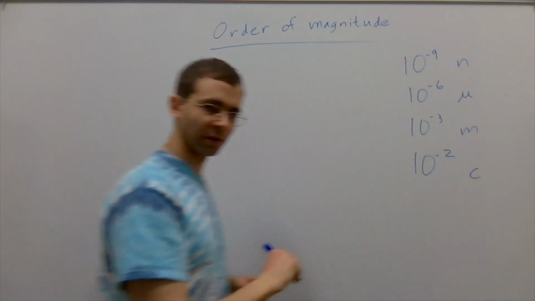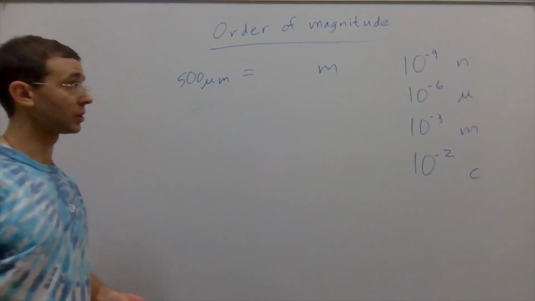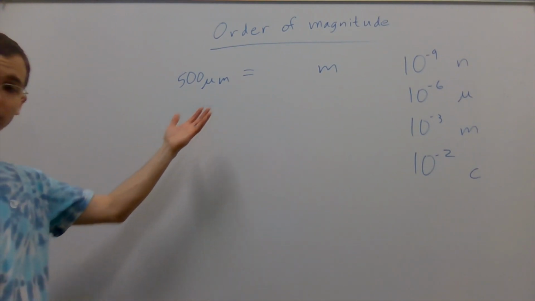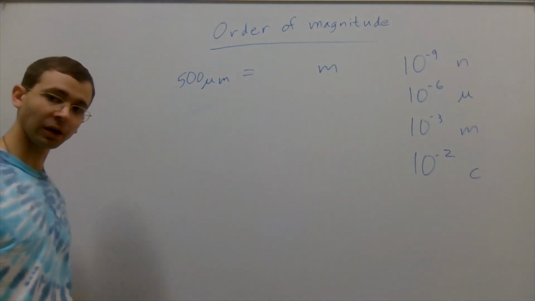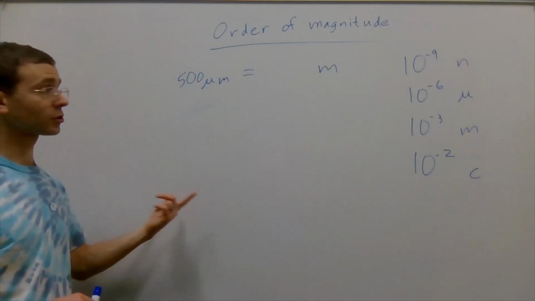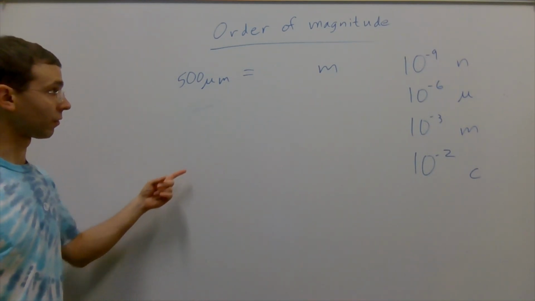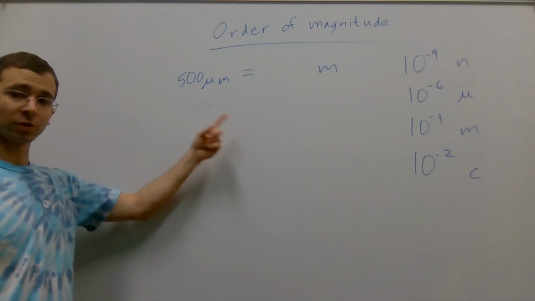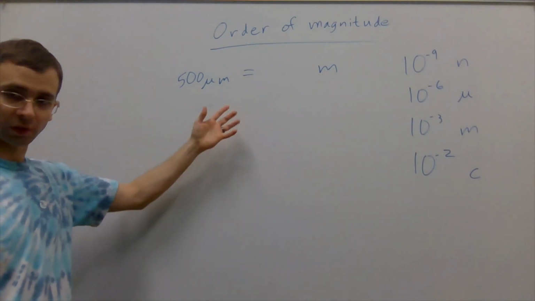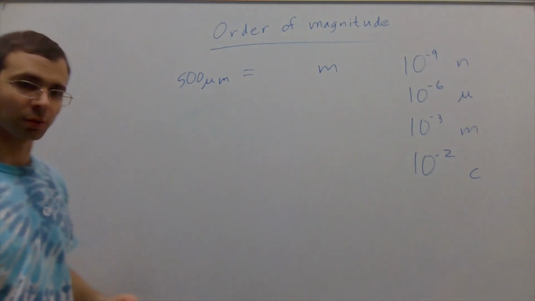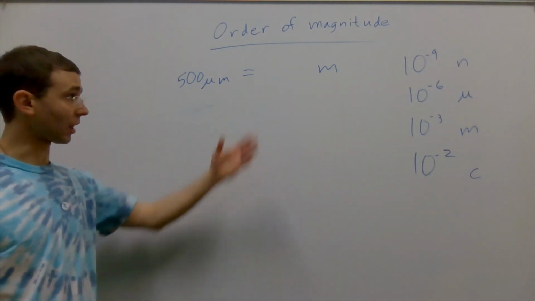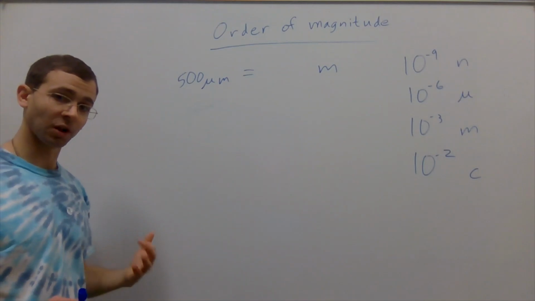I'm gonna leave it there for now. So if you're interested in, say, 500 microns in terms of meters, that is to say, how many meters are there in 500 microns? Your first question should be, am I going from a larger unit to a smaller unit, or a smaller unit to a larger unit? Here we're talking about a millionth of a meter to a meter, definitely going to a larger unit. That means for that equal to be true, you better have a much smaller number.